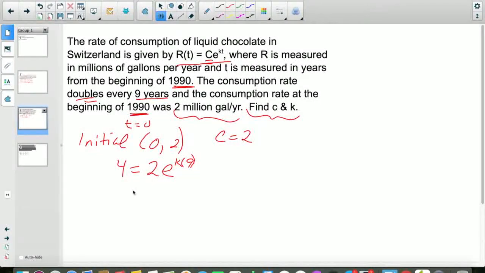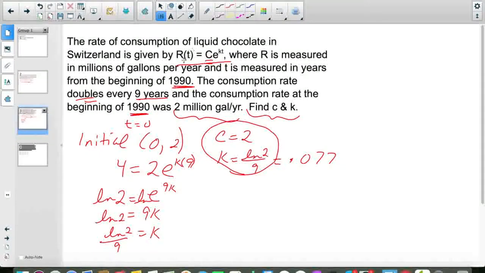I'm going to put 9 there, and then I'm just going to solve. I'm going to divide by 2, so 2 is equal to e to the 9k. How do you get rid of an e? You put a natural log in front. Remember, a natural log undoes an e value. So we have natural log of 2 equals 9k, which means our k value is natural log of 2 divided by 9. This is something we covered in your Algebra 2 and pre-calculus courses, so this problem really should be all review, nothing new there.